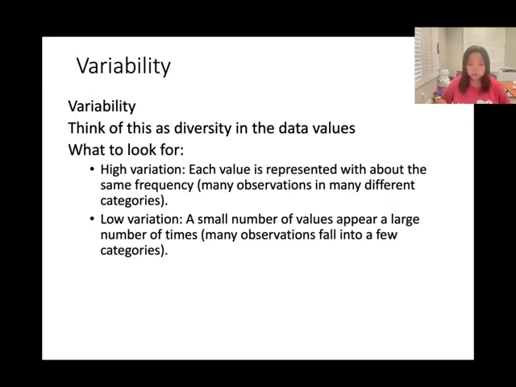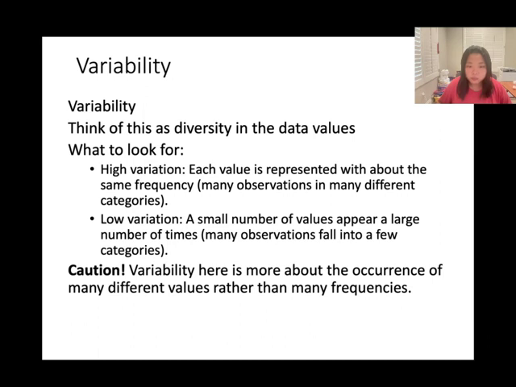Variability here is more about the occurrence of many different values rather than many frequencies. So here, we don't really pay attention to the frequency. We talk about whether they have different values.